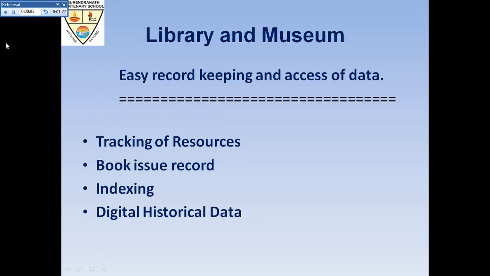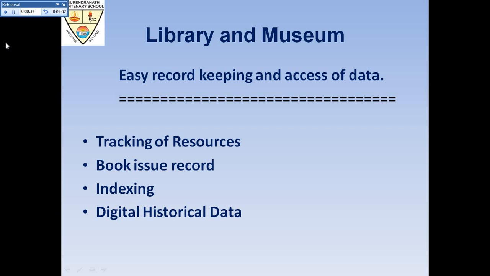So the first application of computer that we have today is library and museum. When we talk about a library, what comes to our mind is a large collection of books. When we have a number of books, we need to maintain the record of each and every book in different categories. At the same time, we need to maintain the record of each and every student, which book has been taken by which particular student and what the due date is. Similarly, we need to keep a record of various other things as well.